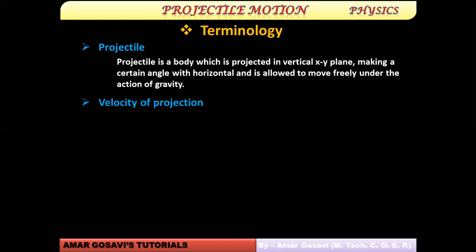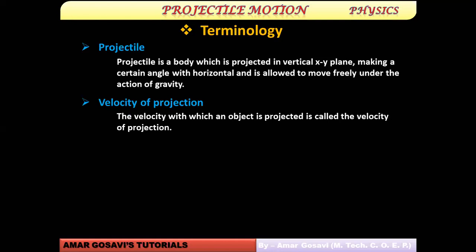The next definition which you should know, so far as understanding projectile motion is concerned, is regarding velocity of projection. Whatever velocity with which the object is projected, that velocity will be called the velocity of projection. Let's move ahead.